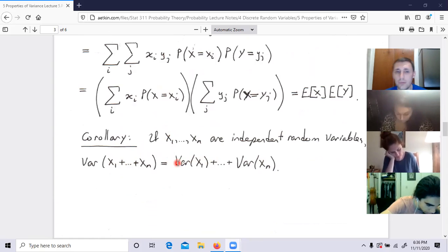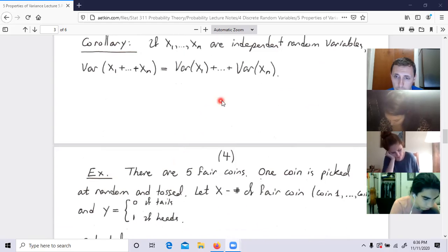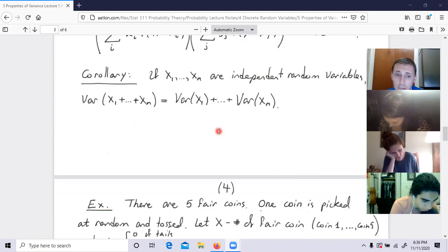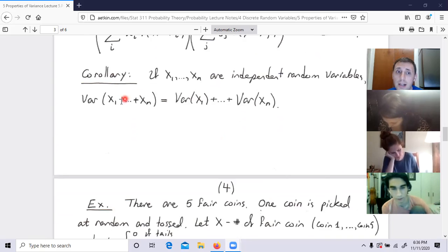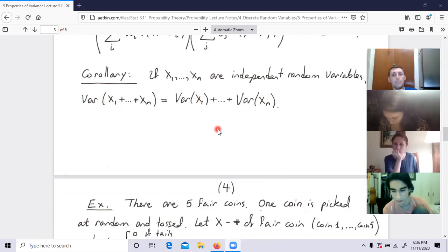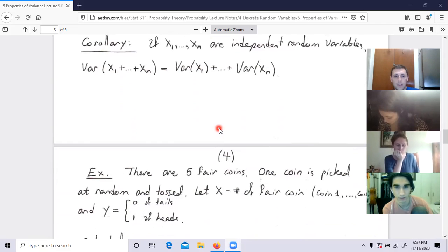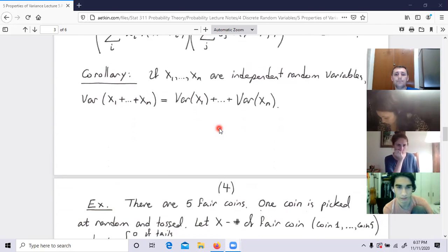In the event of no correlation, we are not going to talk about correlation, but then you would have the variance of the sum is the sum of variances. That's very important. This definition is going to be part of all sorts of laws, like the law of large numbers, which we will talk about soon.